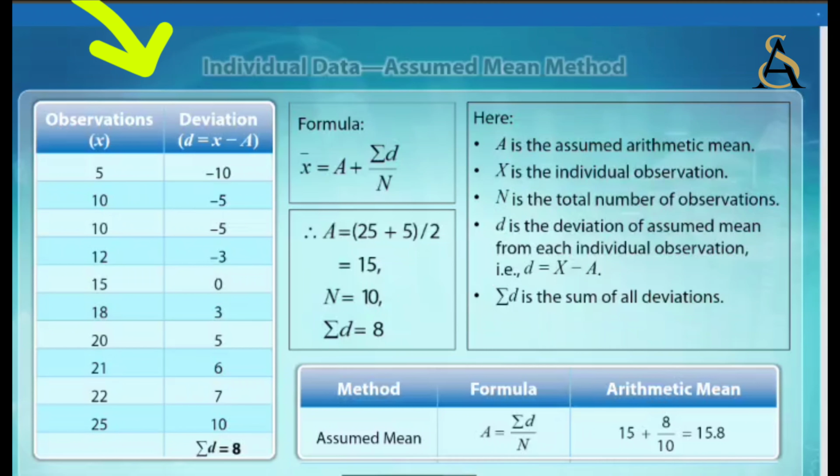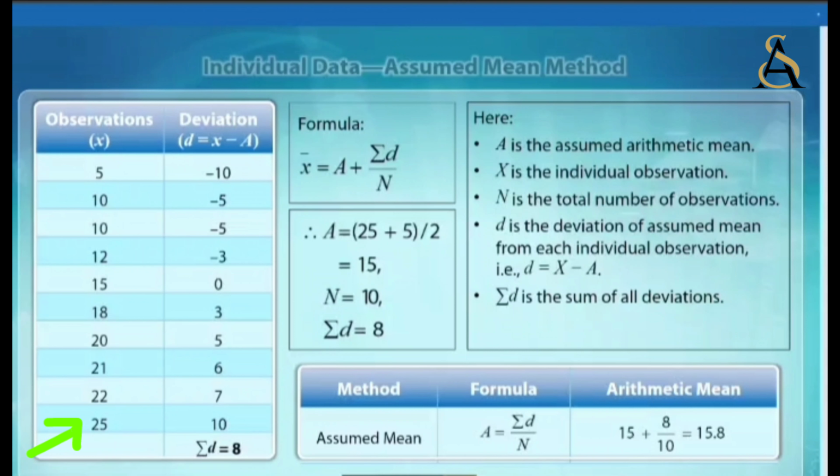You can see in the left hand corner there are two boxes, x observations given, and from x we are calculating the deviation. So 5 minus 15 is minus 10, 10 minus 15 is minus 5, again 10 minus 15 is minus 5, 12 minus 15 is minus 3, 15 minus 15 is 0. Now the values will be positive because x is more than 15. 18 minus 15 is 3, 20 minus 15 is 5, 21 minus 15 is 6, 22 minus 15 is 7 and 25 minus 15 is 10.